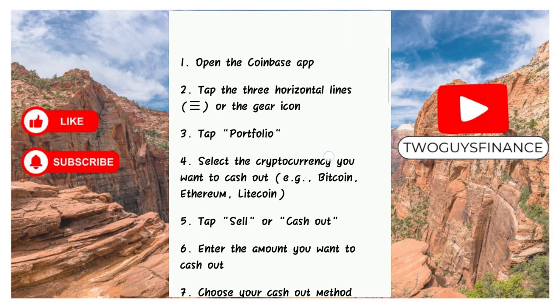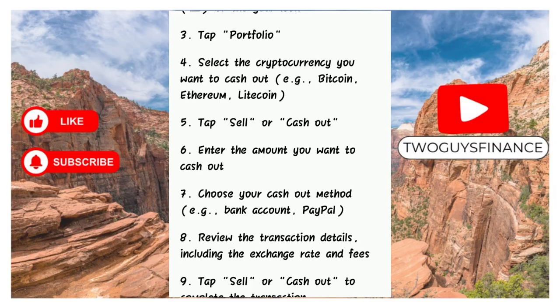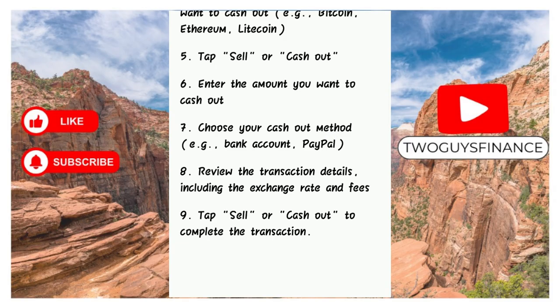Now the first method is using the Coinbase app. What you need to do is open the Coinbase app, tap the three horizontal lines or the gear icon, tap portfolio, select the cryptocurrency you want to cash out. So if you have Bitcoin, Ethereum, Litecoin, or whatever, you can just tap that and then tap sell or cash out. Then enter the amount you want to cash out, choose your cash out method. You want it to go to your bank account, your PayPal, or whatever, you can just tap that and then review the transaction details, including the exchange rate and fees, to make sure everything is in place. And once that is done, tap sell or cash out to complete the transaction, and you're done. You got your money cashed out.